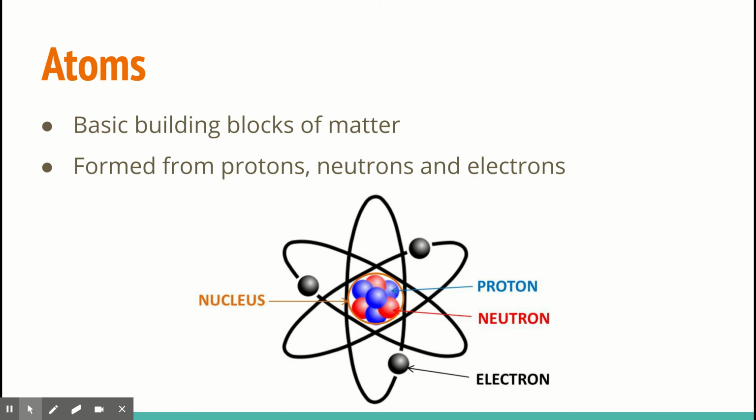Atoms are the basic building blocks of matter. We learned that from our What is Matter reading way back in September when we first started this unit. And we know that atoms are formed from those subatomic particles: protons, neutrons, and electrons. The electrons live in the orbits surrounding the nucleus, and the nucleus is made up of protons and neutrons.